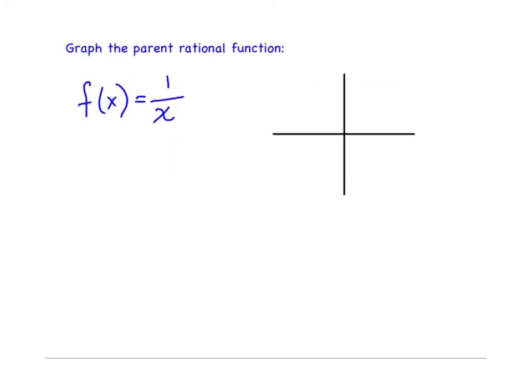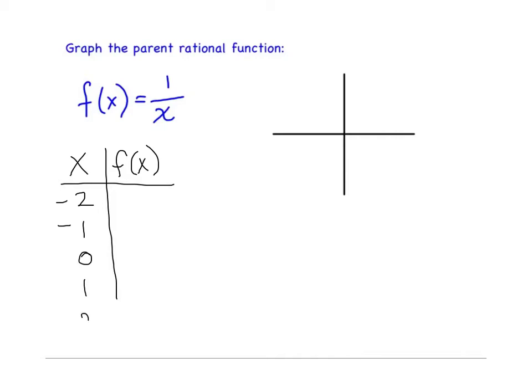The parent rational function is f of x equals 1 over x. And we're going to go ahead and graph this function. So I'm going to make a table, just a very simple table, the x values and f of x values. We want to look at its behavior around 0. If I put a -2 in for x, this will be -1/2. This will be -1. If I put a 0, I will have 1 over 0, which is undefined. So the graph does not exist there. 1 over 1 is 1, 1 over 2 is 1/2.